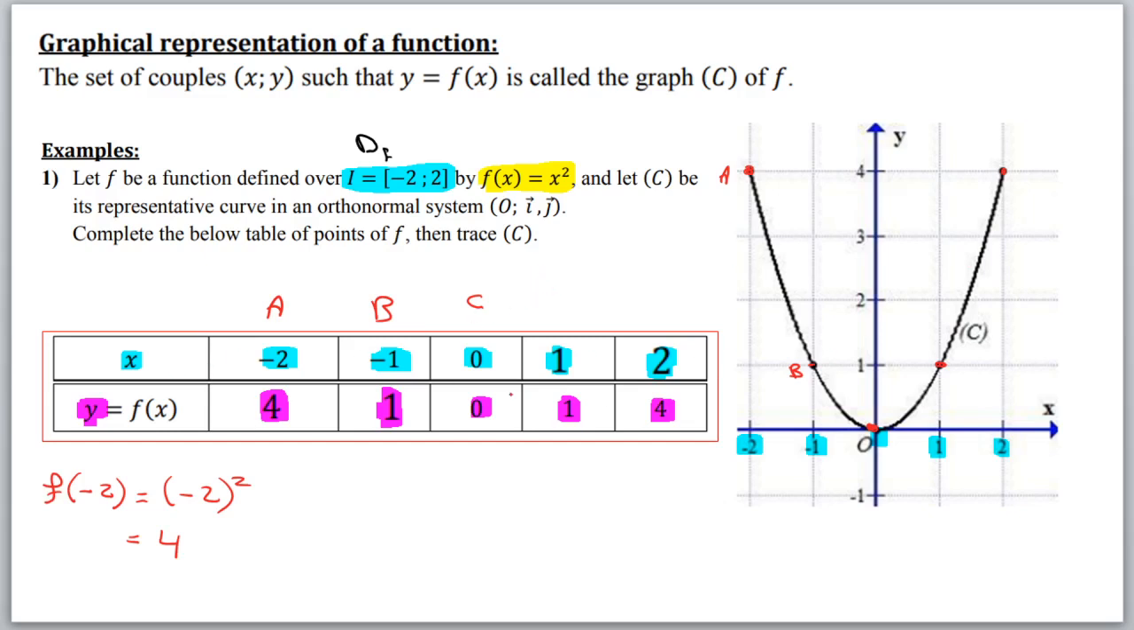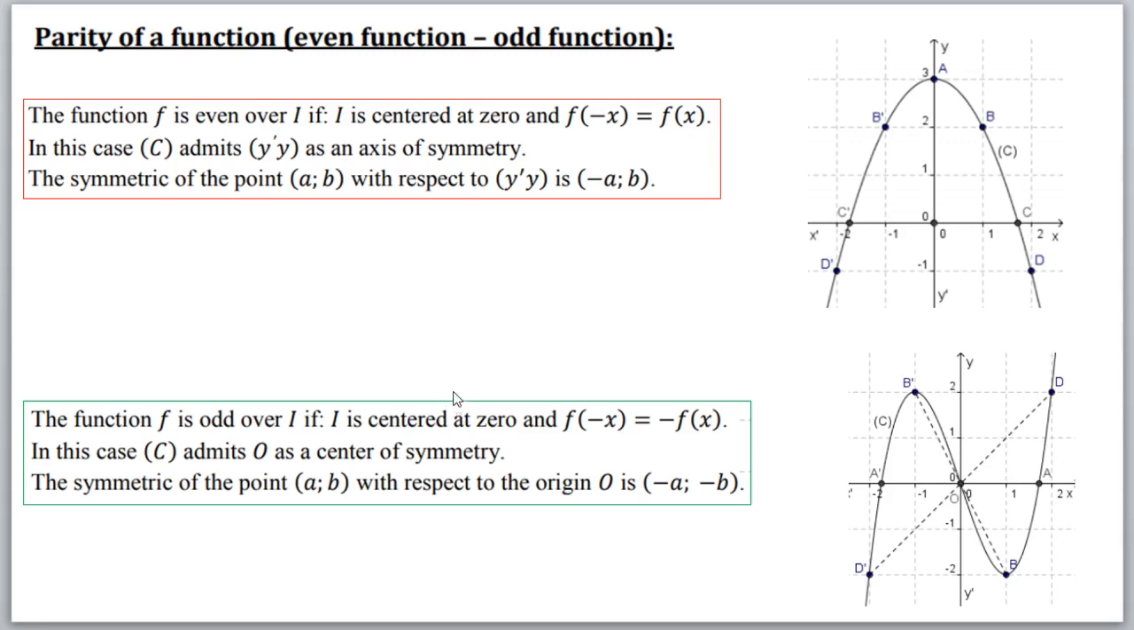تبع هيدا الفانكشن، وبعدين بعد شوي حناخد table of variations اللي هو increasing decreasing هالاشياء. طيب parity, also we talked about parity of a function. Okay, let me talk just quickly here. f is even if its domain of definition is centered at 0 and f of minus x equals f of x. In this case, it admits the y prime y axis of symmetry. We talked about this بس أنا حطيته هون عشان نرجع نعيده مرة تانية.